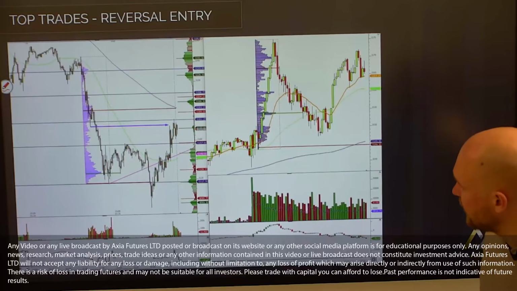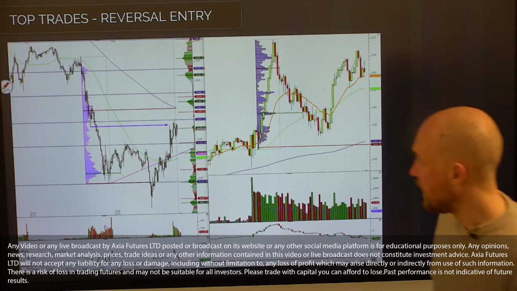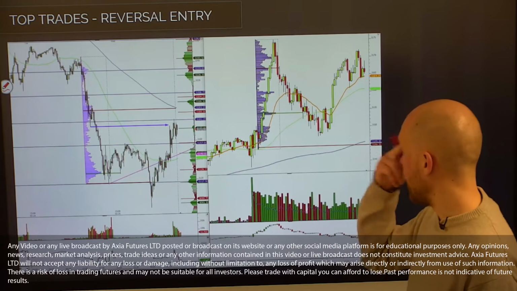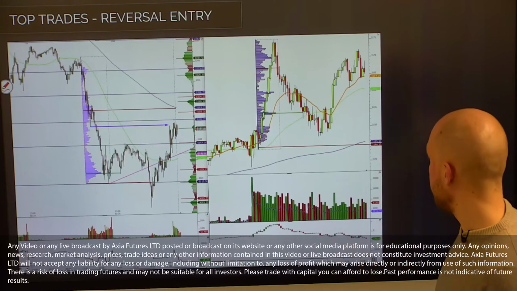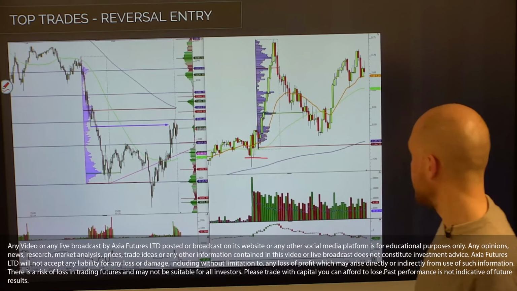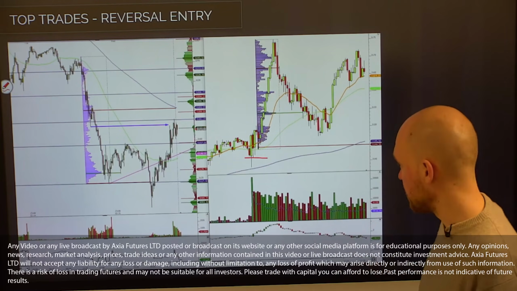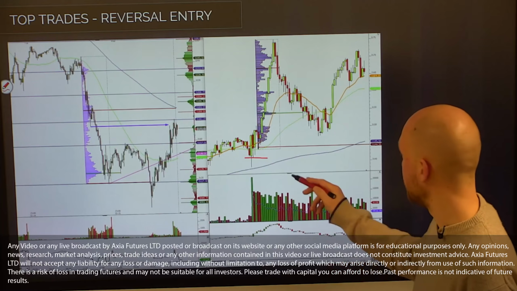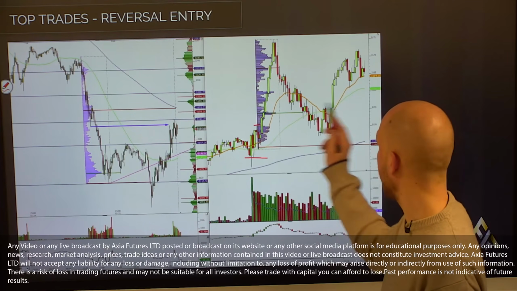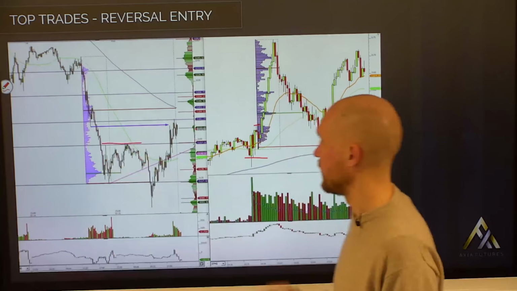Right, top trades. Let's go and have a look at a reversal entry. This is something in the S&P. This is the very first move up. So from that pit open, we open down in the 40s. A little bit of a chop around in the low 40s. We then get up towards 50 and then crucially we break 57.